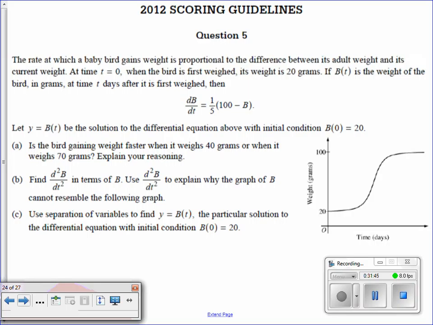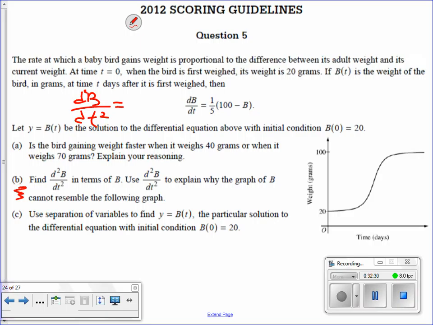Here's the part that I really want to emphasize here. They ask you to find the second derivative with respect to t. Remember, in a differential equation, they've already given you the first derivative. Find the second derivative with respect to t in terms of b. I like to do that with you. So to get the second derivative with a differential equation, what do you do? Yeah, take the derivative of both sides. Perfect. So you take the derivative of this side with respect to t, you get the second derivative.